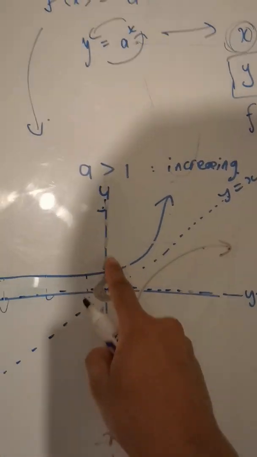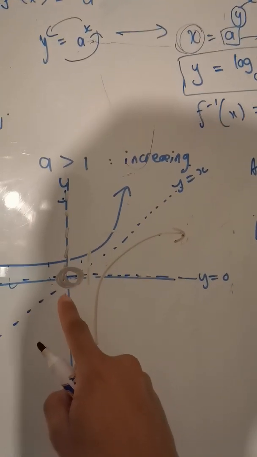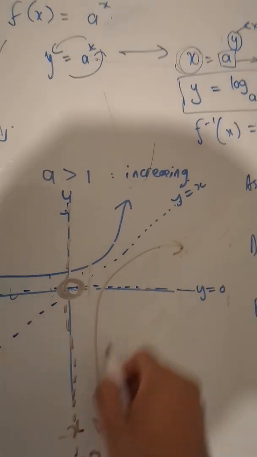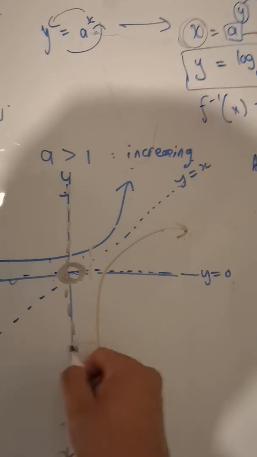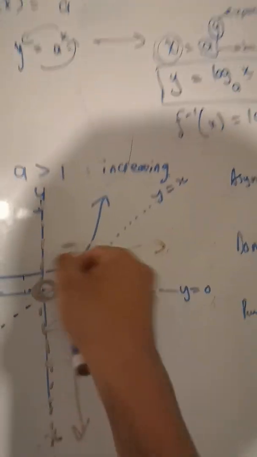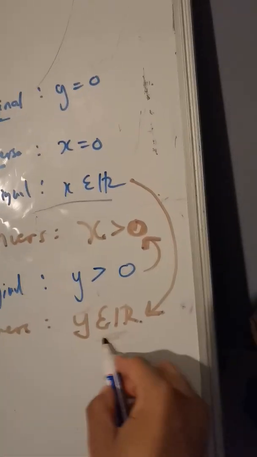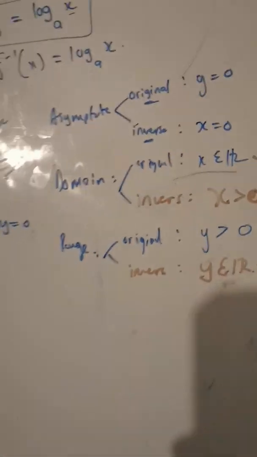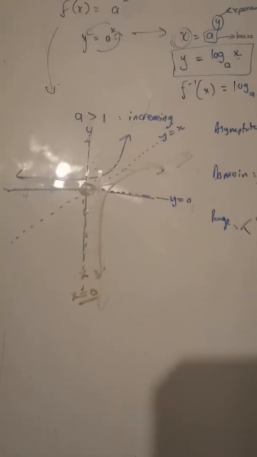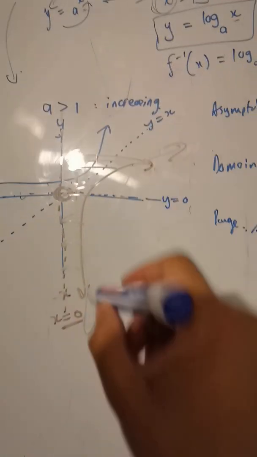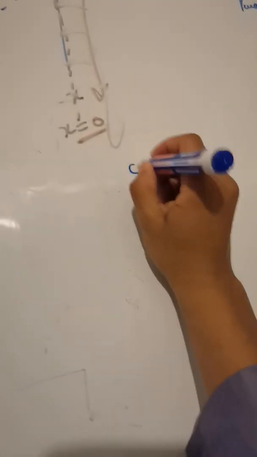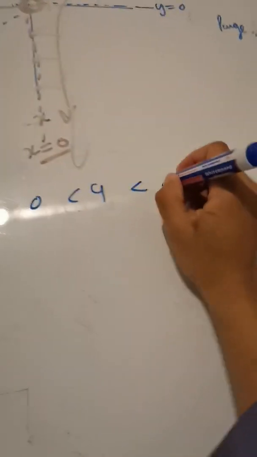And the range, you can see that this graph can exist for all possible y values going up and going down. So therefore y is an element of real numbers. So just make an important note of that. Now that's the first graph, the increasing graph. For the decreasing graph, you have y equals a to the power x, where a is more than 0 and a is less than 1.